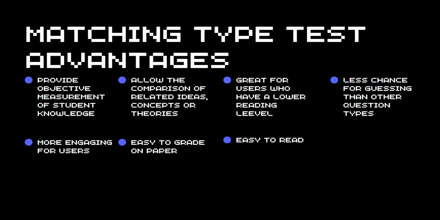So now we will talk about the advantages and disadvantages of the matching type test format. For its advantages, first is it provides objective measurement of student knowledge, allows the comparison of related ideas, concepts, or theories, great for users who have a lower reading level, less chance for guessing than other question types, more engaging for users, easy to grade on paper, and easy to read.